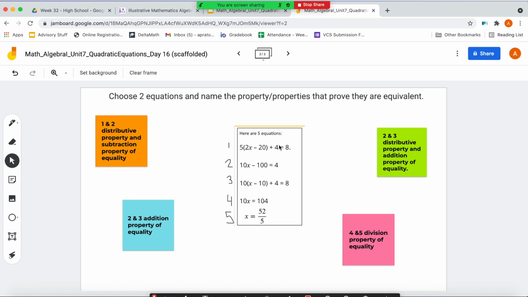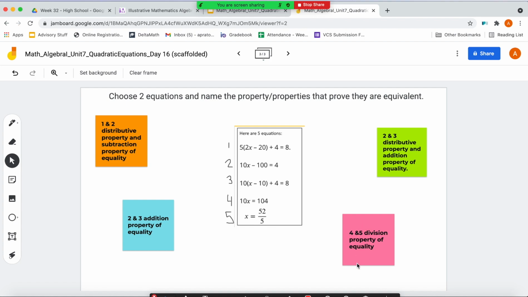That's additive inverse, and then that 0 being added here makes it additive identity, and that's why we don't need the 0. Somebody said that 2 and 3 is the addition property of equality. What else, though? What else is here? The distributive property of equality. The distributive property is also being used to factor out that 10.